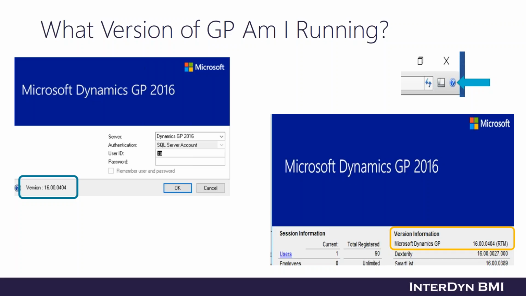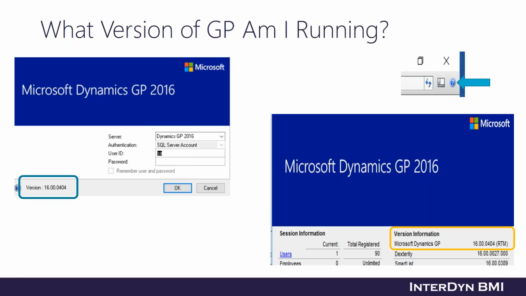But if you need to know the exact version number, which is the development version number, you can gather that from the lower left-hand corner, and you'll see this is version 16.00.0404. That would tell us exactly which service pack level you're on, if you're on one of the R2 releases, and so that would show us exactly where you stand today. But most people, it's okay to just notice the blue banner that says GP 2016. That's an easy way to figure out where you're at if for some reason you don't know.